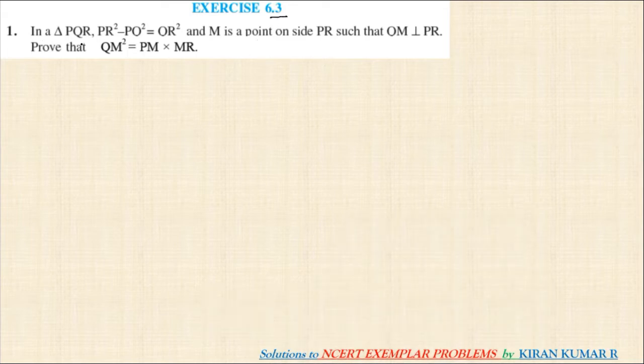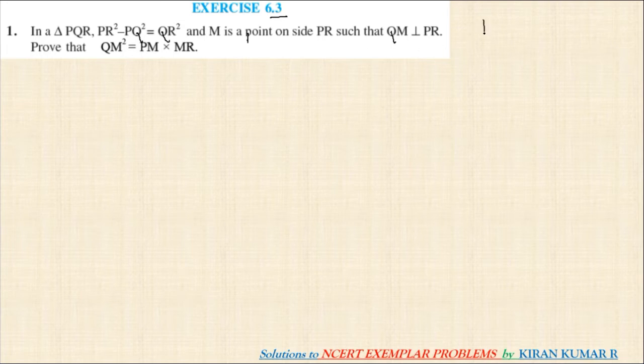The first question is, in triangle PQR, PR square minus PQ square is equal to QR square, and M is a point on the side PR such that QM is perpendicular to PR. Prove that QM square equal to PM into MR.